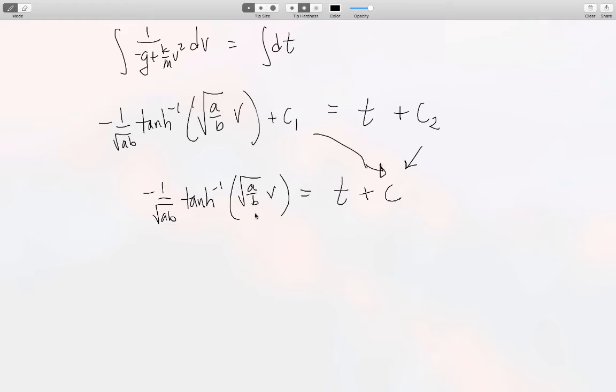Now I'm solving for v, and all that work proving that the ln can be written as a hyperbolic tangent makes it much easier now to get v by itself.